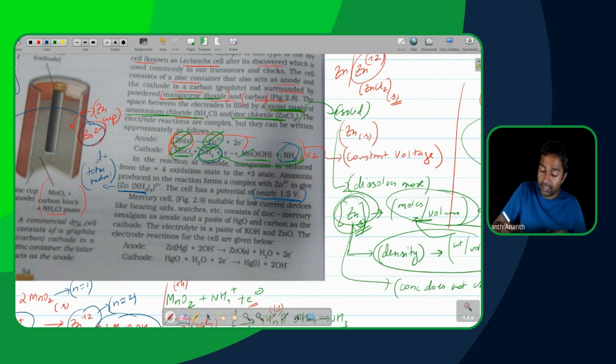Okay, and it's a D10 tetrahedral complex. All right. Next, the mercury cell. We're going to be having it suitable for low current devices like hearing aids, watches, etc. It consists of a zinc mercury amalgam as anode.